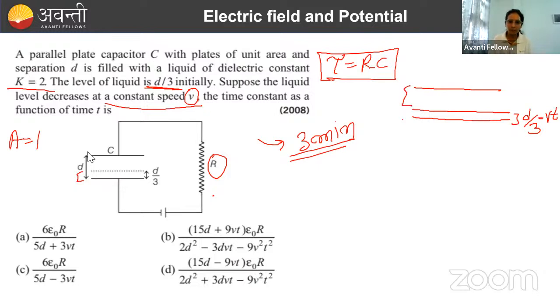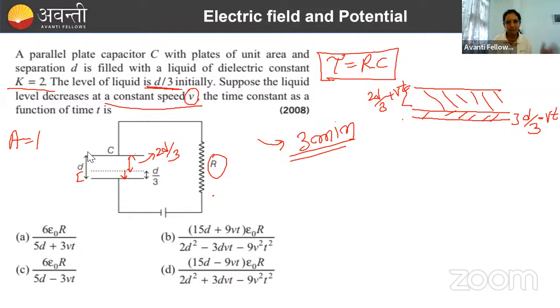If the water is coming down, it means this space will increase. That length initially was 2D by 3, and it is increasing at the same rate at which D by 3 is decreasing. So you will write here 2D by 3 plus vt. So this is the separation between these two plates. We are getting two capacitors here, one with dielectric and another without dielectric, and these two are in series.